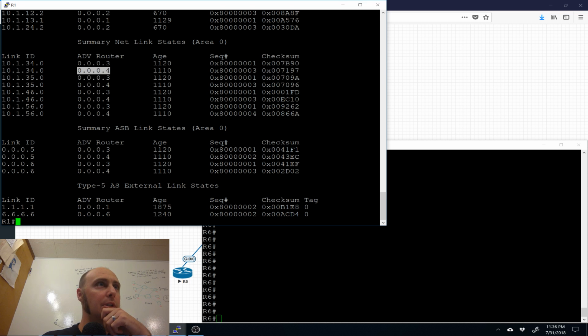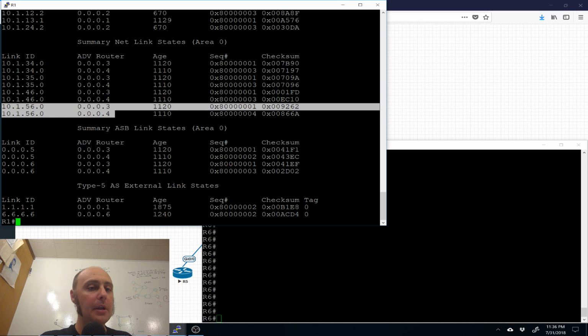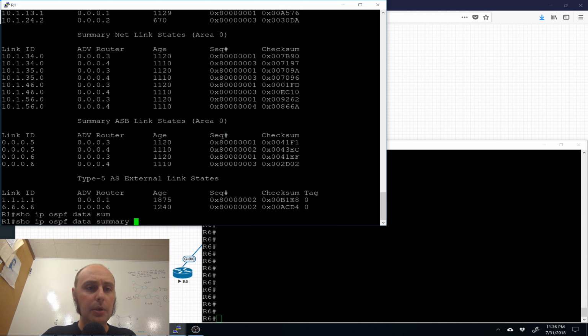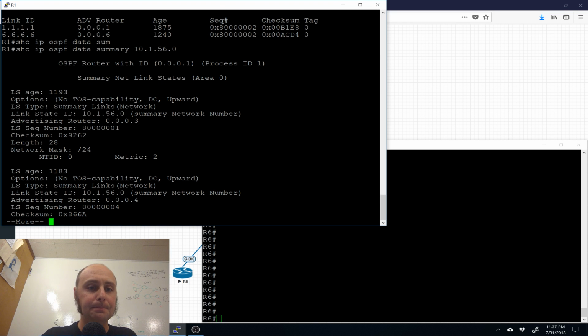Okay, so one of the things I wanted to do here was take a look at why we only have one path to 56, which is something we just took a look at on the whiteboard. So I kind of just want to show that in the database, and then I want to start walking the database from router 1 and just sort of mapping it out. Show IP OSPF database. These are summary, and I want to grab the link ID, paste.